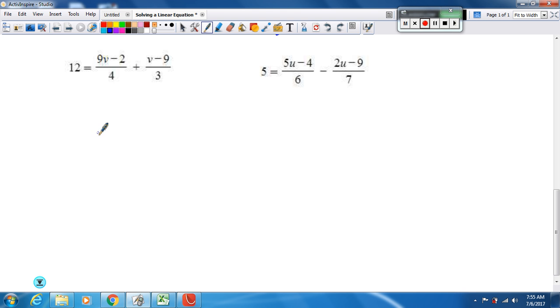Okay, 4 times 3 is 12, so 12 is the number we're going to use. I'm going to leave some space. I'm going to put my binomials in parentheses. So 9v minus 2 over 4 plus parentheses v minus 9 over 3. And again, the denominator is 4 times 3 is 12. So I'm going to put a 12 with each one.